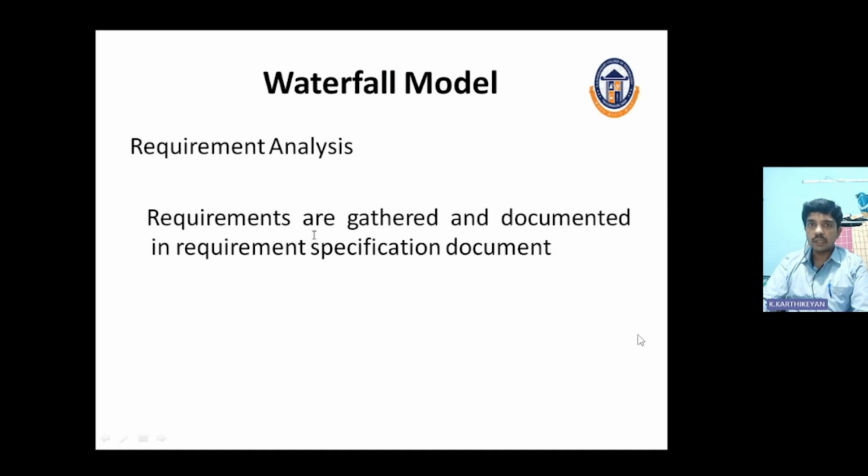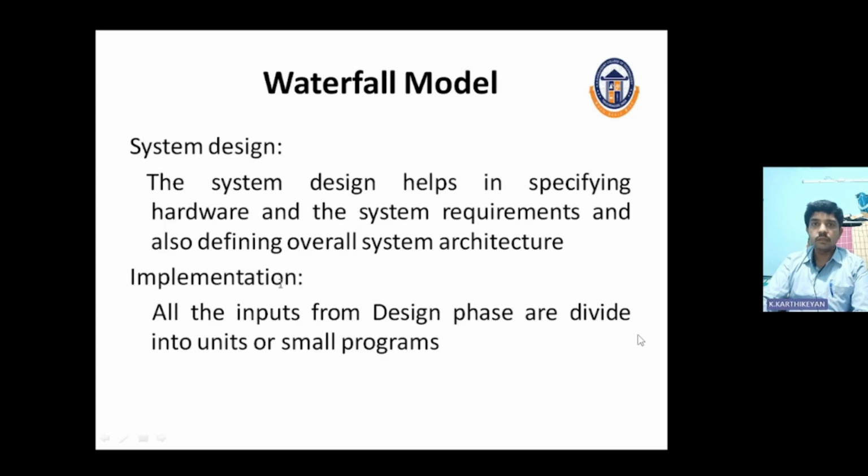So you are giving some specification and ideas to the team. That is called requirement analysis. That will be documented in an SRS document, or software requirement specification document. All the collected information will be stored and maintained in the software requirement specification document. Whatever the user requirements and customer requirements are, they will be documented first. So this is requirement analysis. The next one is system design.